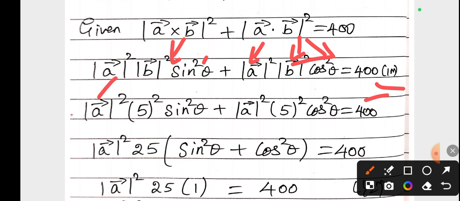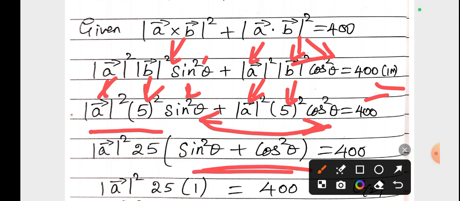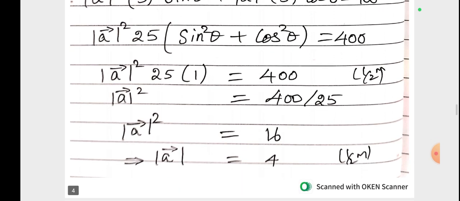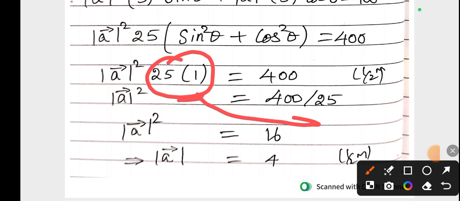Then magnitude of A we don't know, but magnitude of B is 5, children. 5 square, then sine square theta. Magnitude of A square, again here 5 square, cos square theta. So magnitude of A square times 5 square, that is 25, take common: sine square theta plus cos square theta. What is sine square theta plus cos square theta? 1. Once you get this, the multiplication 25 goes to that side as division.